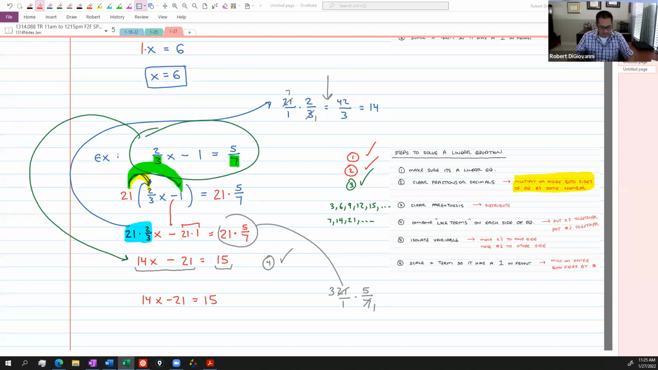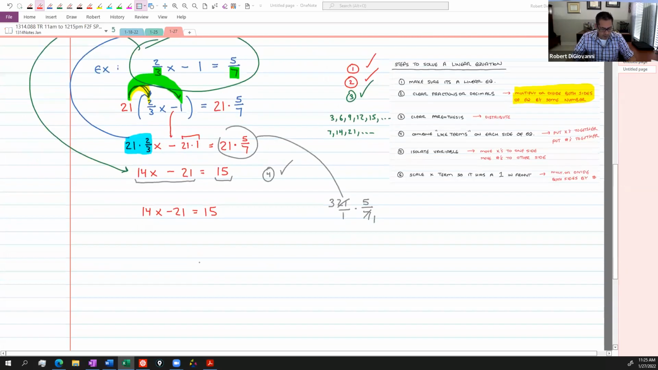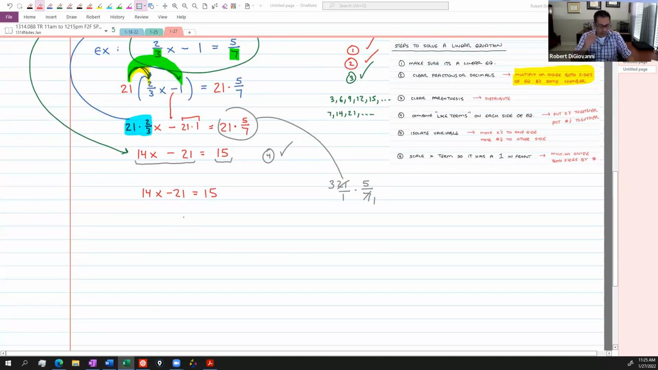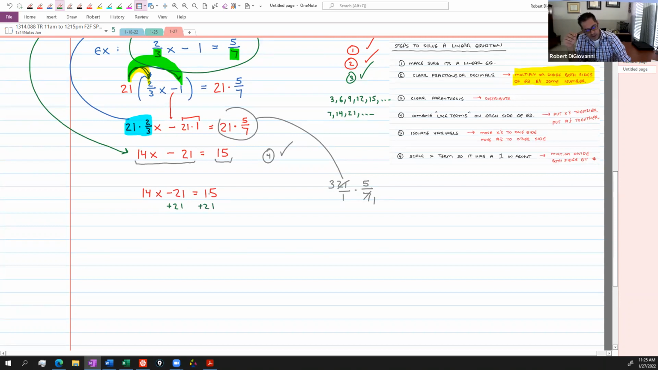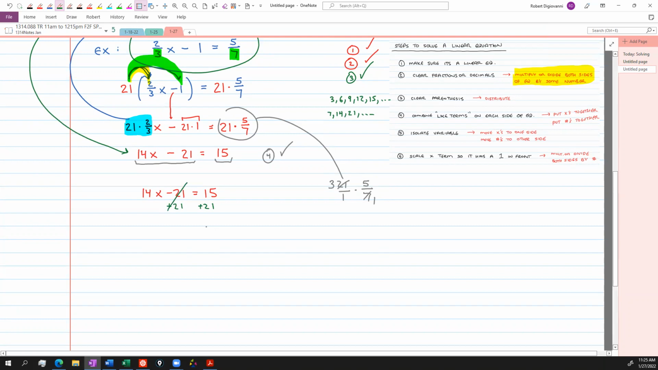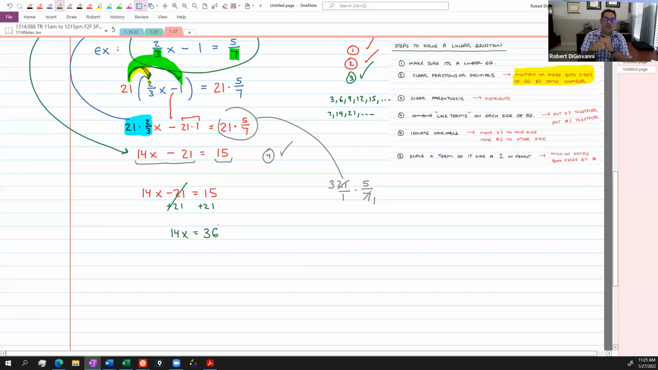Okay, so Alicia, if I want to isolate the variable, what are you going to have to do here? Would you just add 21 to each side? Yep, add 21 to both sides. There we go. And then Alicia, what would we get on the left side? What would still be there? 14x, and then on the other side it'd be 36. Yes, 36. Okay, right. That's what we have now. So that is step 5. We have isolated the variable.